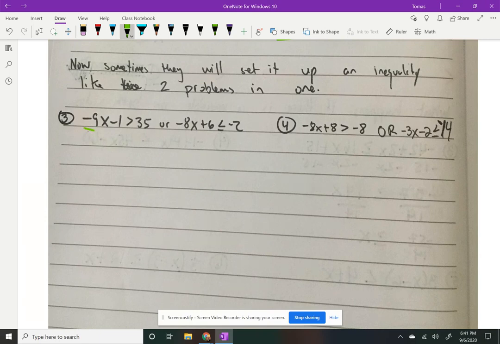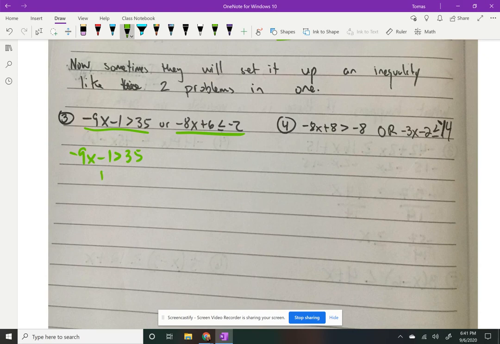Sorry, you guys can't see. We have this: negative 9x minus 1 is greater than 35, or negative 8x plus 6 is less than or equal to negative 2. You're just solving them. It's literally like having two problems in one. So let's solve this one first.